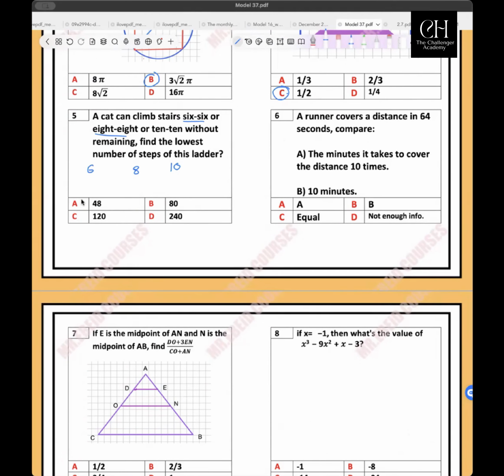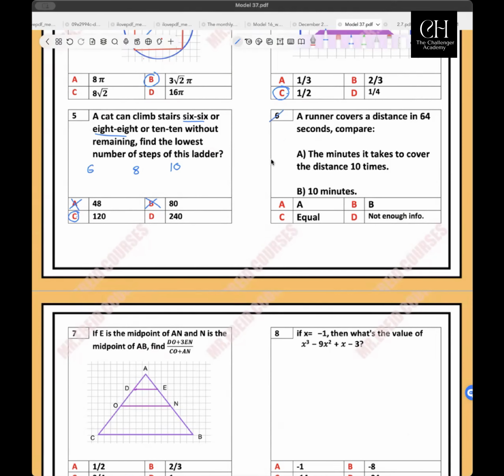choices. 48, this is not divisible by 10. And also 80, it's not divisible by 6. You have both 120 and 240. If you check 120, it's divisible by 6 because 12 divided by 6 is 2. And also it's divisible by 8, and it ends with 0, so it's divisible by 10. So the lowest number equals 120. Let's move to question 6.